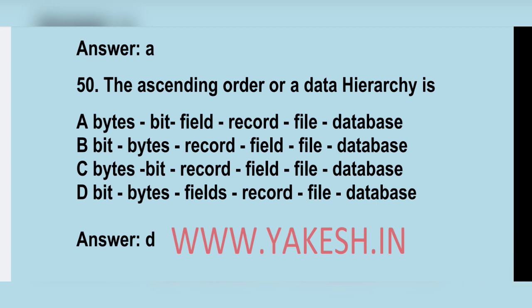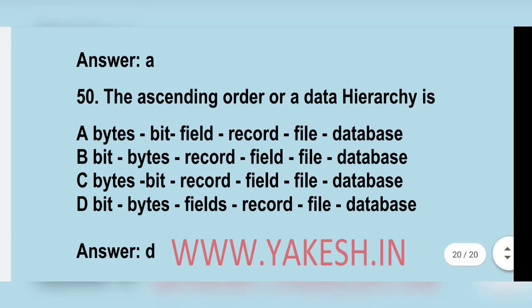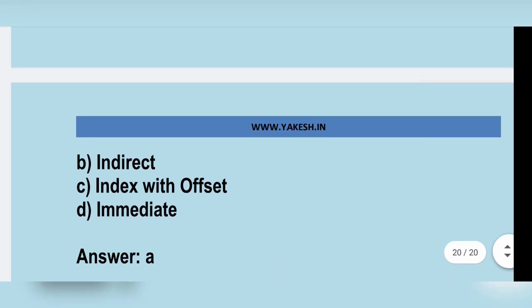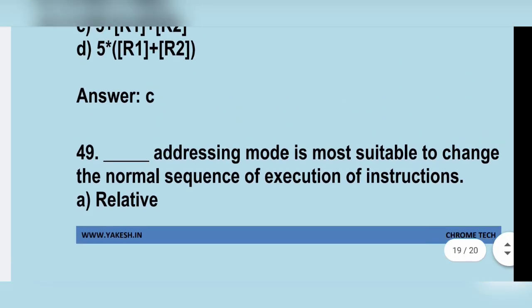The ascending order of data hierarchy is option D: bit, byte, field, record, file, database. Option D is the correct answer. All the questions are very important, so just learn all of them.